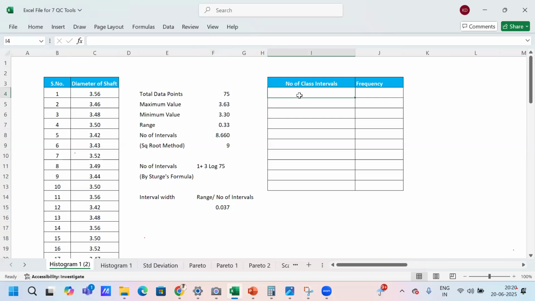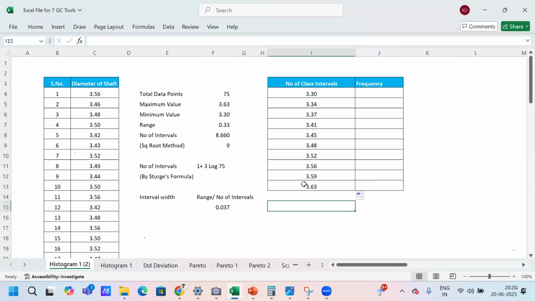How to do that? Here, write down your minimum value. 3.30 is my minimum value. Very good. Now, to this minimum value you need to add your interval width. So I will put a dollar sign here. So it is 3.34. Okay. And I will drag.